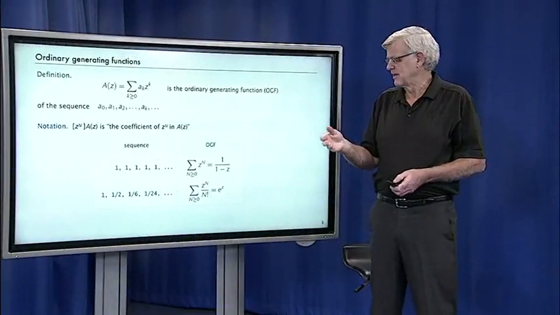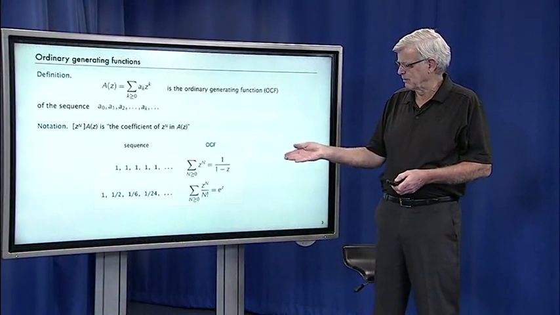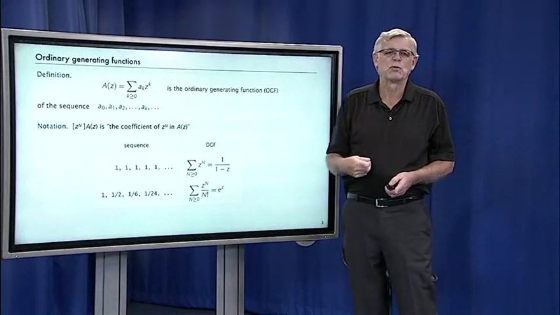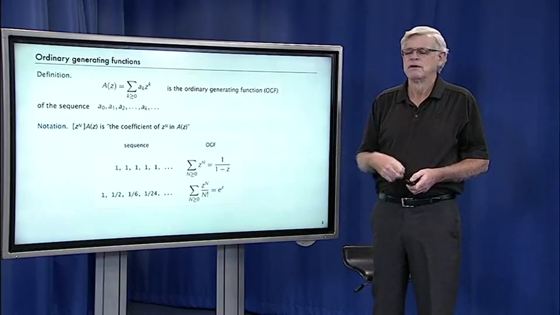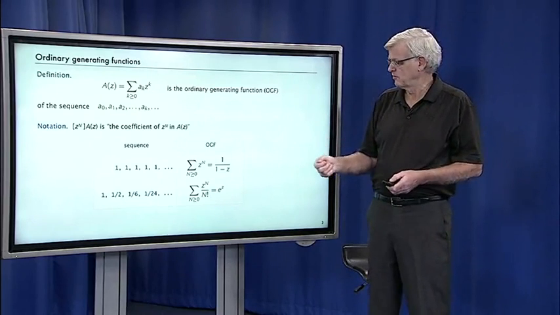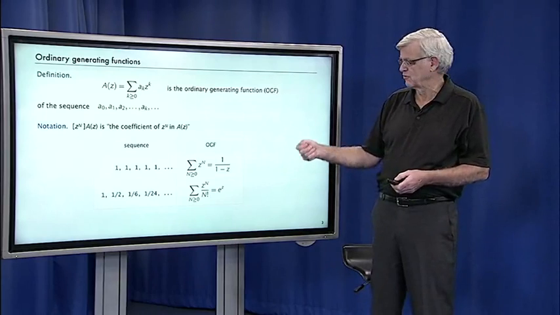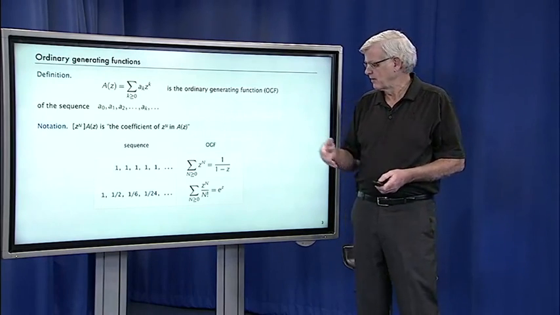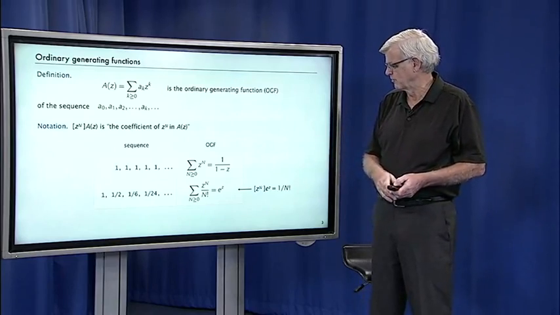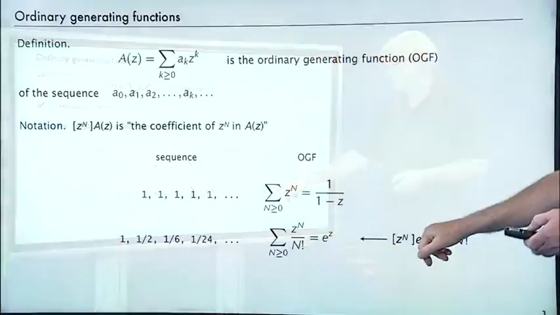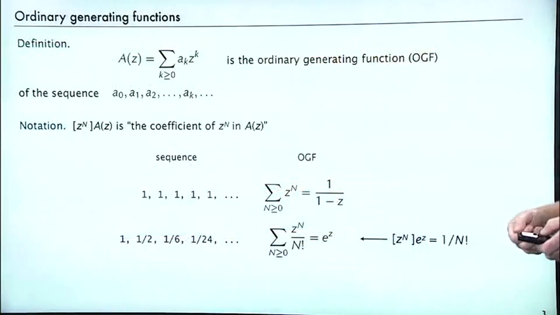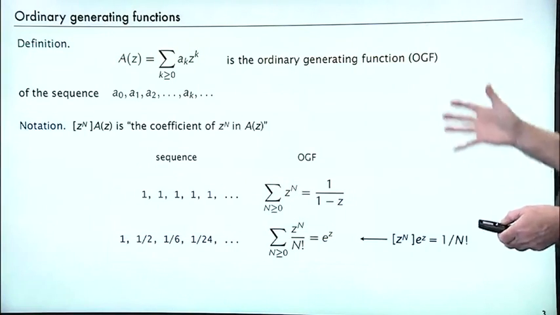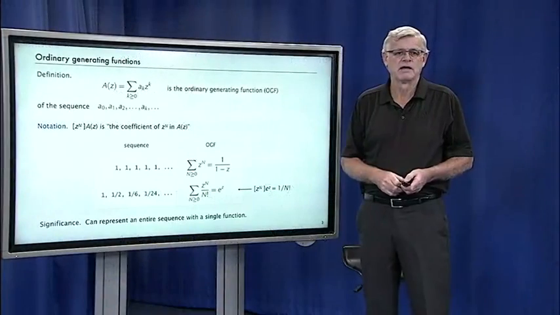Or if you have 1, 1/2, 1/6, 1/24, the sequence is 1 over n factorial. The generating function of that sequence is the sum over n bigger than 0 of z to the n over n factorial. That's e to the z. So those are examples of generating functions. And we'd say the coefficient of z to the n in e to the z is 1 over n factorial. So that's ordinary generating functions.